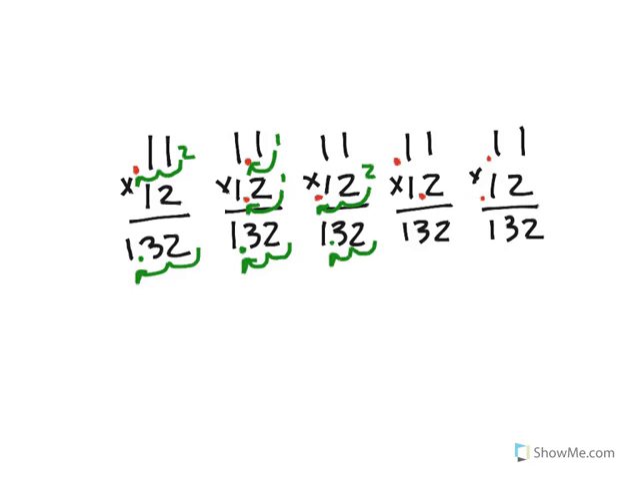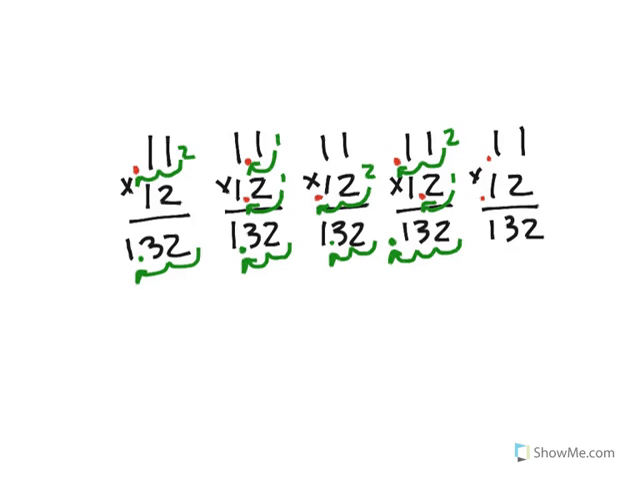What about the next one? The first factor has 2 places. The second factor has 1 place. So how many is that total? 3. So 11 hundredths times 1 and 2/10 is 132 thousandths.